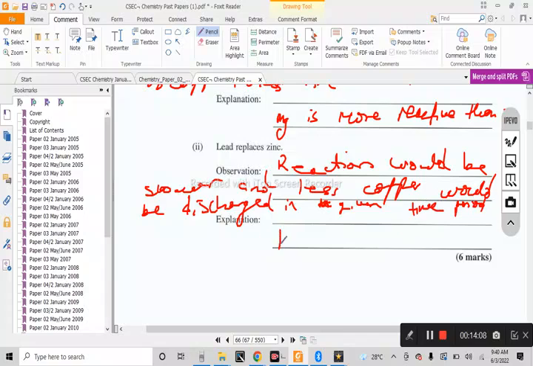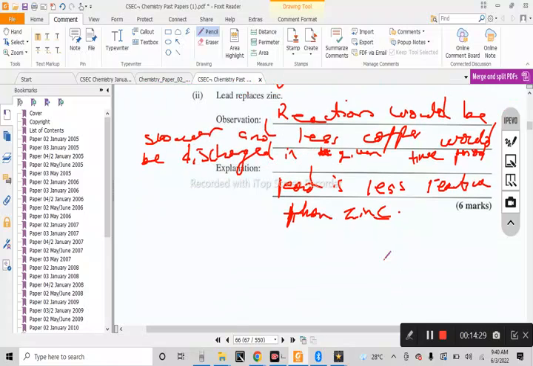Explanation: lead is less reactive, is lower in the reactivity series than zinc. And you get a little 6 mark, easy peasy. Less than zinc. Are you clear?